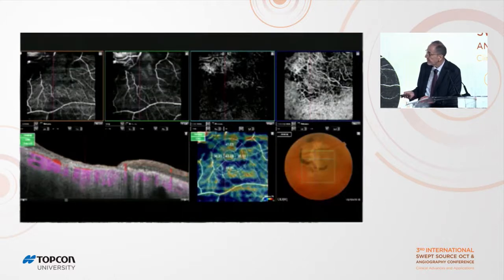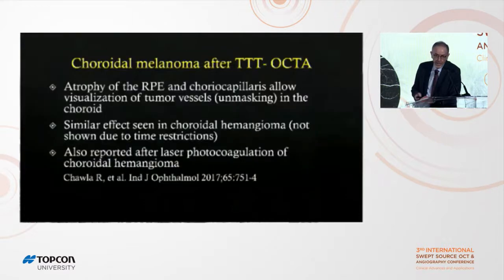And this is the OCTA showing retinal non-perfusion, probably from TTT treatment. And here you can see probably choroidal vessels or intratumoral vessels from RPE atrophy, choriocapillaris atrophy. So there is increased visibility of the tumoral vessels after treatment. And so this effect I have also seen in choroidal hemangiomas, the increased visibility of choroidal vessels. This is not shown here due to time restrictions.